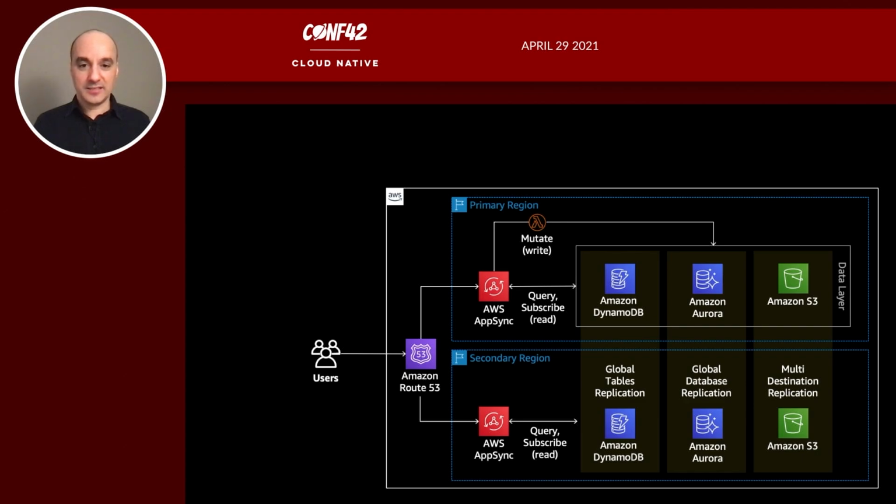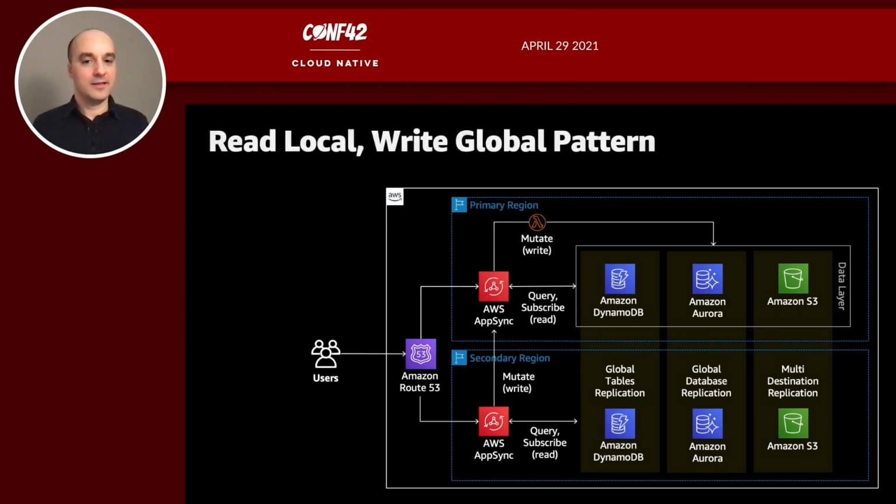As for the mutations, they are limited to the primary region only, and mutation requests on the secondary regions are forwarded to the primary region. This pattern is called read local, write global, and the advantage is that it removes the data conflicts across the regions at a cost of added write latency on the secondary regions, but that has minor relevance to our use case.